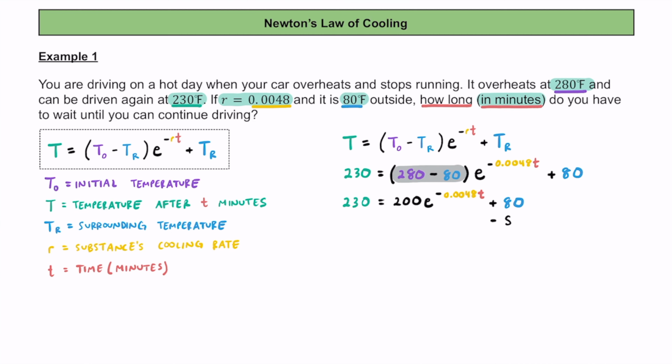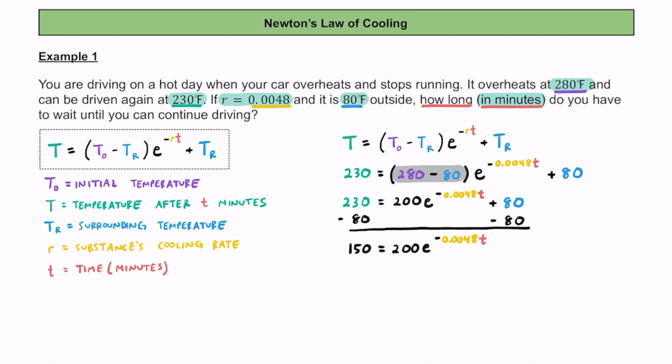Next, let's move this 80 to the other side just so we can combine like terms. So subtract 80 on both sides of this equation. And when we do that, we're going to get 150 on the left side, and that's going to be equal to 200 multiplied by e to the negative 0.0048t.